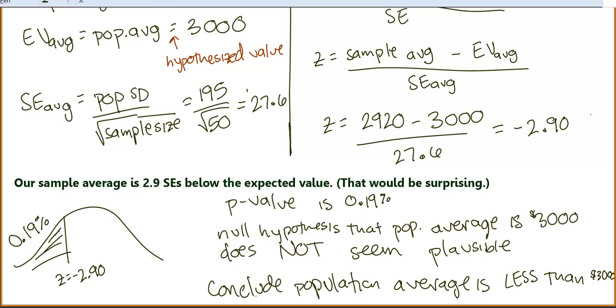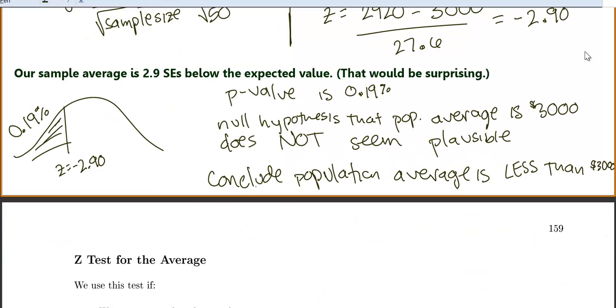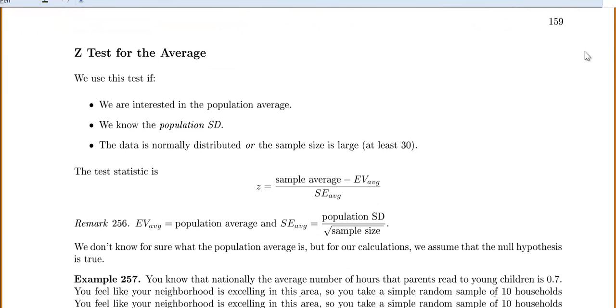So notice that we did all of this, and I haven't even introduced to you the specific z-test for average. We just did all of this based on what we learned in the introduction to hypothesis testing, just by reasoning through everything. So now let's go on to the next page, and I'm going to officially introduce the z-test for the average.